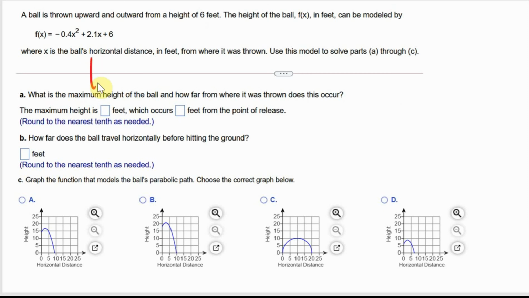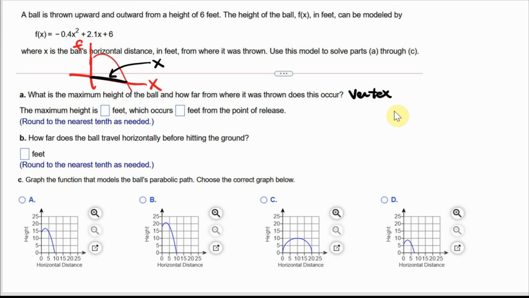Excuse me. Talk about horizontal distance. Here they're talking about this. That's x, so that's what he means there. What is the maximum height of the ball and how far from where it was thrown does this occur? This is just the vertex from the quadratic equation.